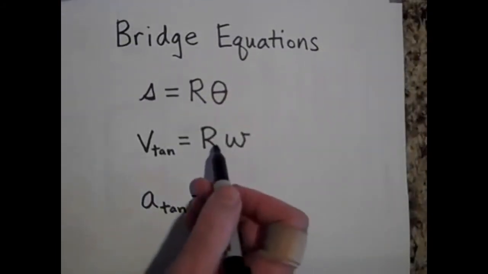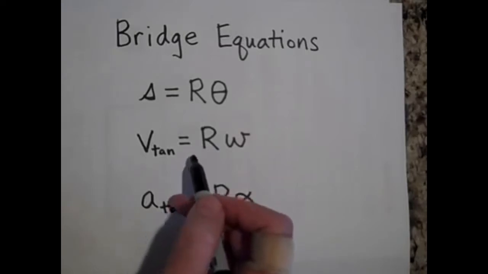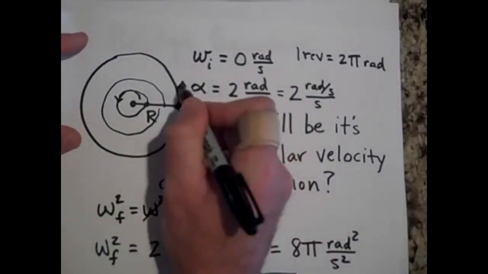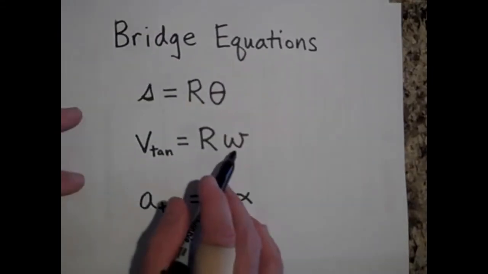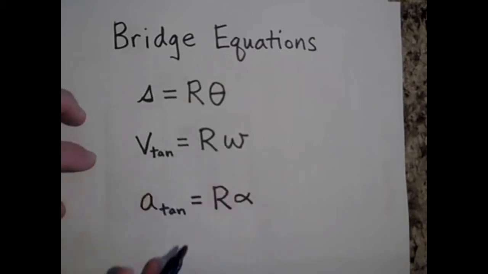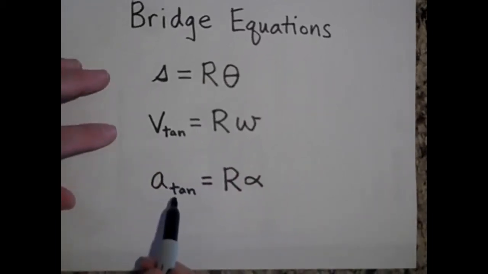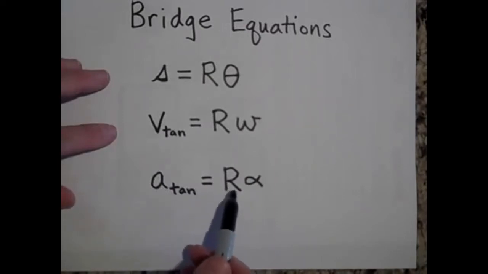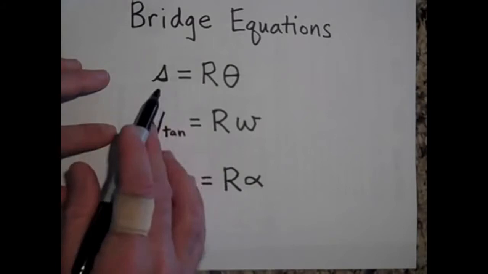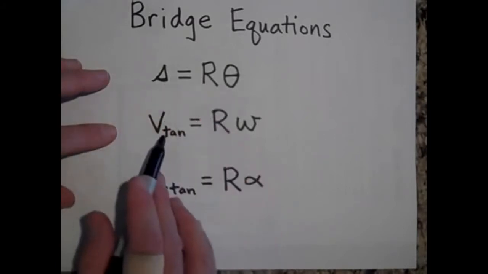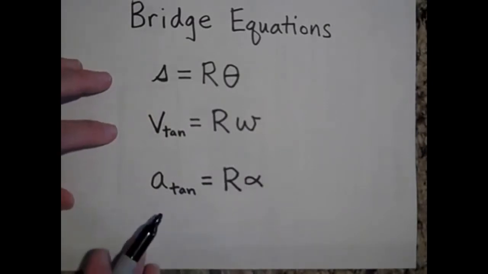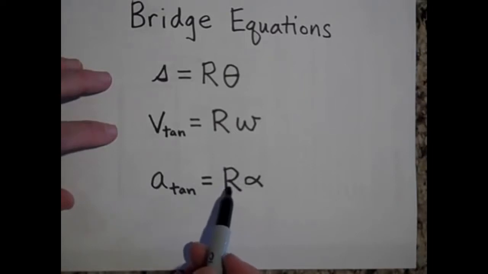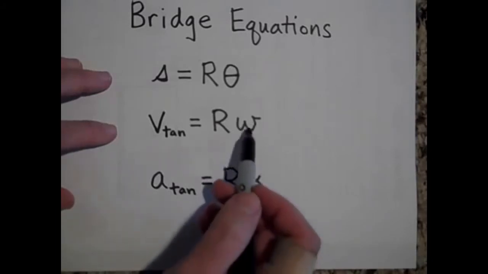Okay, so that's just saying that your tangential speed, that would be this speed, is related to omega with that equation. Your tangential acceleration is also related to alpha. In the same way, do you see the pattern going here? Arc length equals r theta, v tangent equals r omega, a tangent equals r alpha. So you're just multiplying how far you are from the center of the circle by your alpha or your omega or your theta.